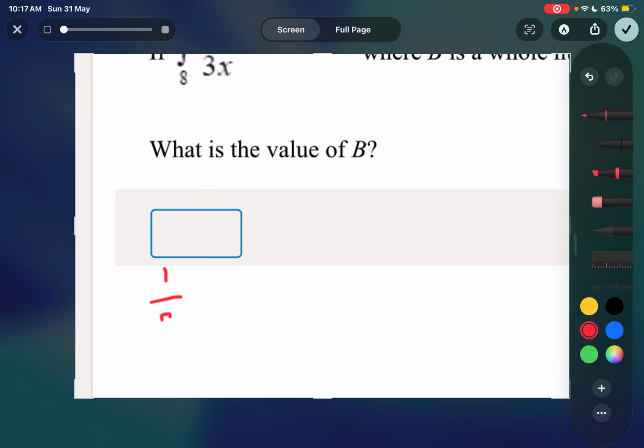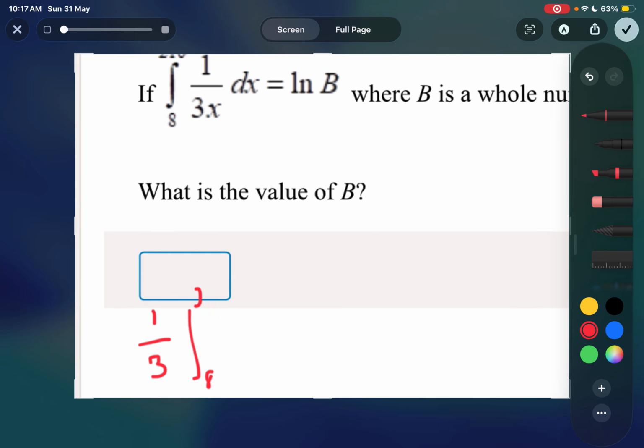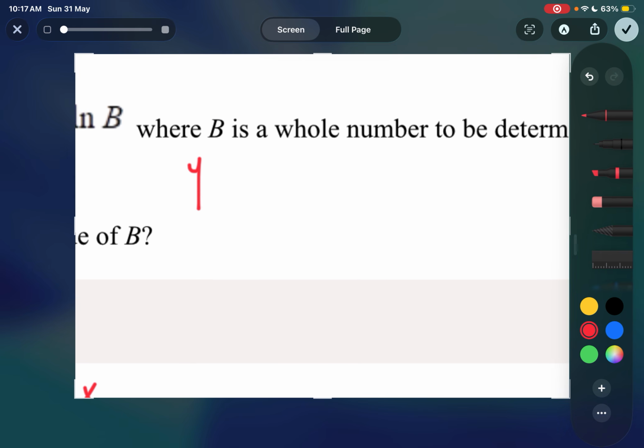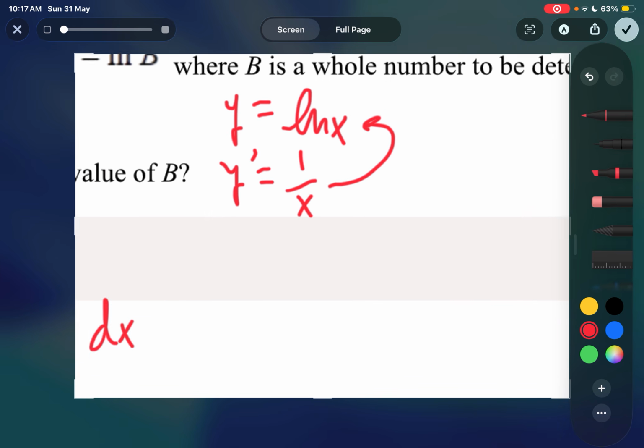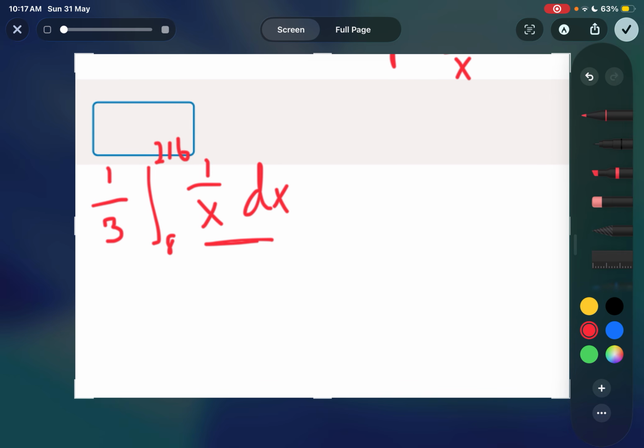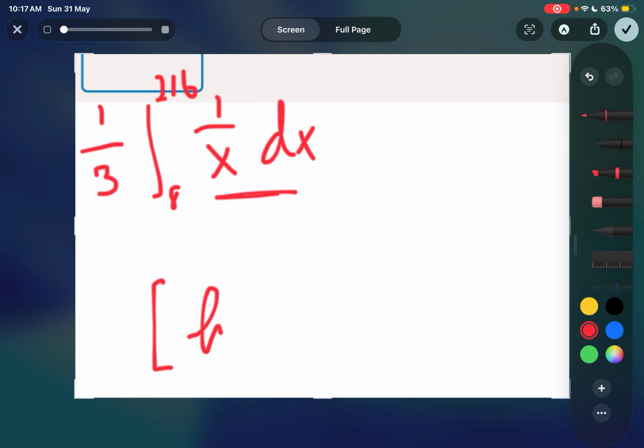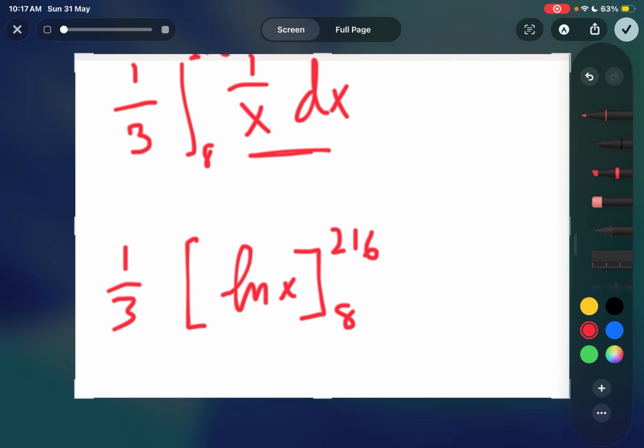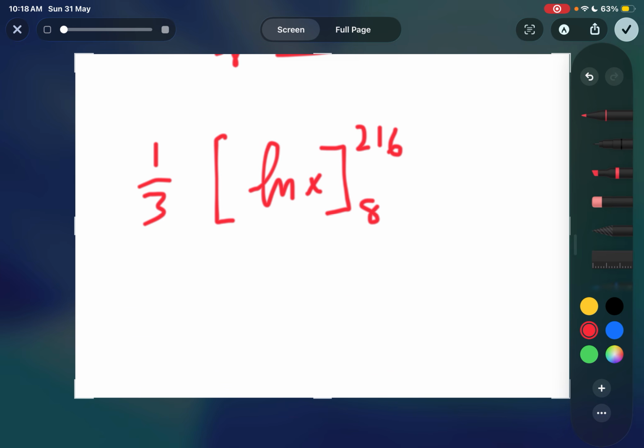So when you take 1 over 3 outside, it will still be the integral from 8 to 216 of 1 over x dx. And you know, when y is equal to ln x, the derivative is 1 over x. And if you want the integral of 1 over x, to put it back, it will be ln x. So now it will become ln x from 8 to 216 times 1 over 3, that's outside. So it will be 1 over 3 of ln of 216 minus ln of 8.